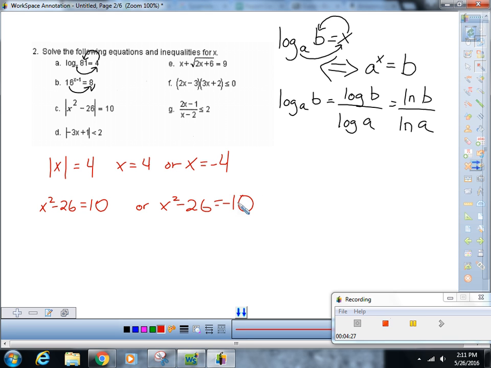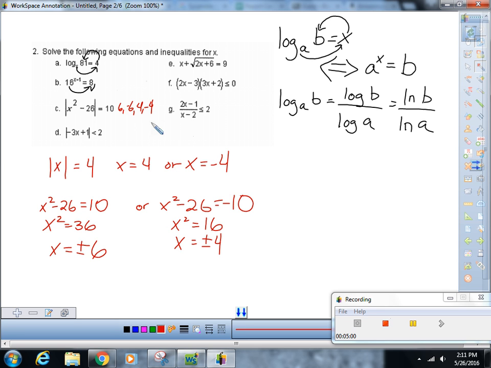So we're just going to solve both of these things. Add 26 to both sides. You get X squared equals 36. So X is plus or minus 6. Okay? Add 26 to this one, and you get X squared equals 16. So here, X is plus or minus 4. Okay? So the answer to this question is there are 4 answers. X equals 6, -6, 4, and negative 4. Okay?